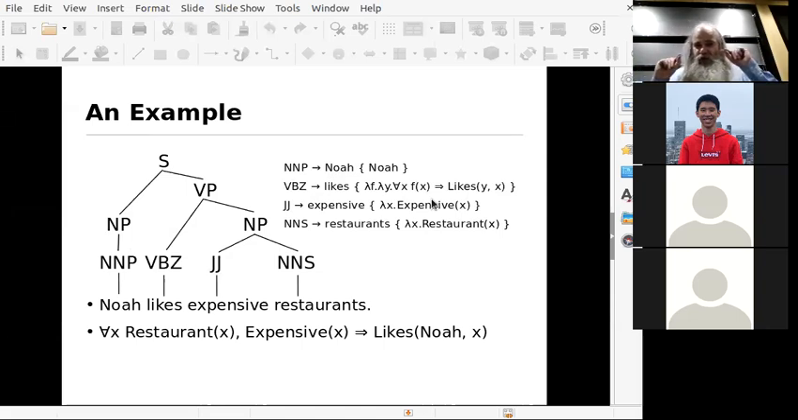Expensive is a predicate that takes an argument. We don't know what we're talking about in terms of expensive, but in our database, we're going to have a list of the things that are expensive, and they're going to have the property expensive thing, okay? And so we can do lambda x expensive x, and likewise restaurant can be lambda x restaurant x, okay?